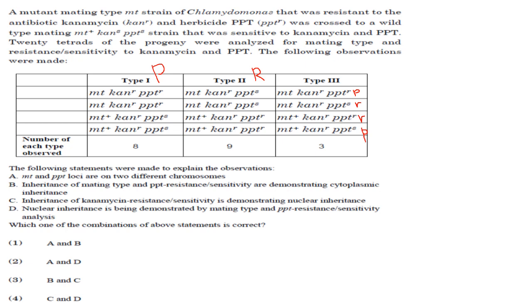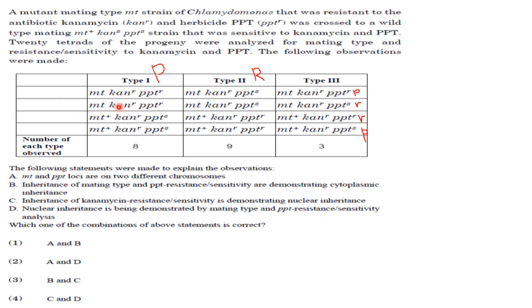Now if you see the tabular column, you will come to know all are kanamycin resistant. That means kanamycin resistance is inherited maternally. So option C, inheritance of kanamycin resistance or sensitivity is demonstrating nuclear inheritance, is not correct. C is not correct. We will see the other options.